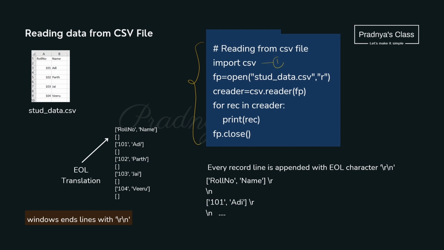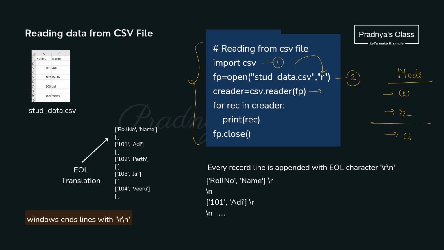First step is to import the CSV module. Second step is to open the file in read mode. We are well familiar with the different modes of the file. To write data, we use write mode. To read data, we use r mode. And to append data to the file, we use append mode.